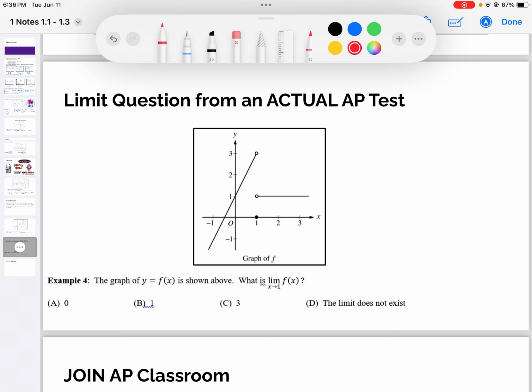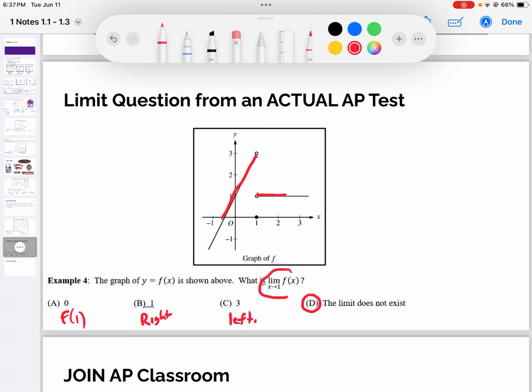It says the graph of y equals f of x is shown above. What is the limit of f of x as x approaches 1? It doesn't say from the left or from the right. From the left and from the right, they don't match up, so I would say the limit does not exist, or D and E. If you said 0, this would be f of 1, the function value. This would just be the right-handed limit, and this would be the left-handed limit.